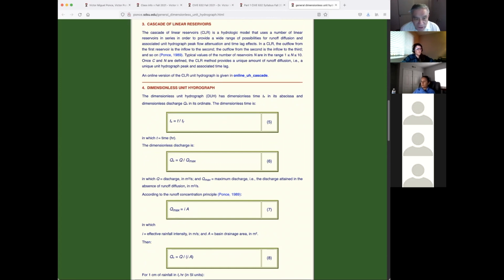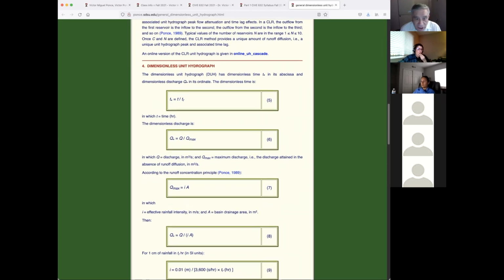So we need to specify that T star, which is the dimensionless time, is the time over T sub R. That's the duration. The T sub R is the fundamental parameter of the unit hydrograph. So that's got to be in there. The dimensionless discharge is Q star equal to Q over Q max, where Q max equals IA, the intensity times the area of the rational method, right?